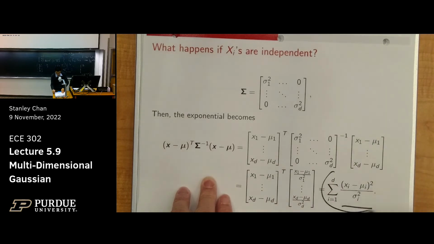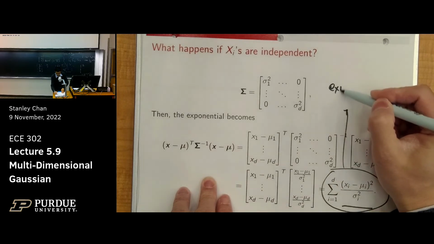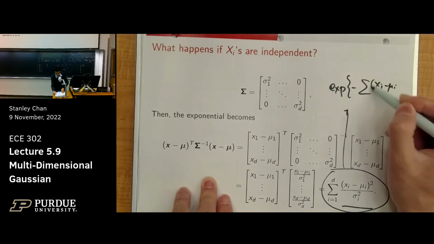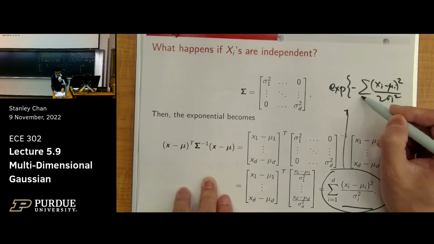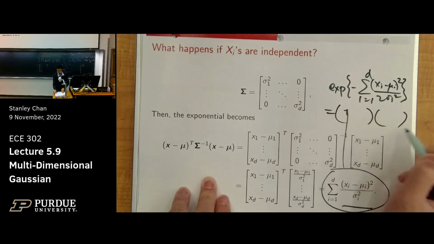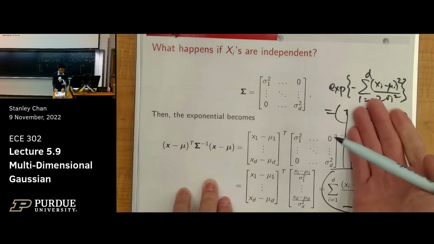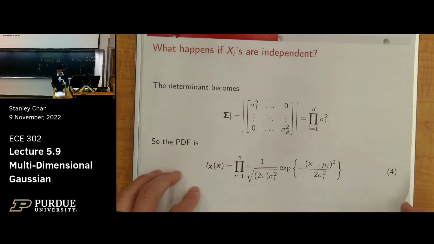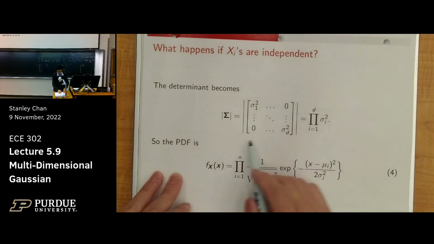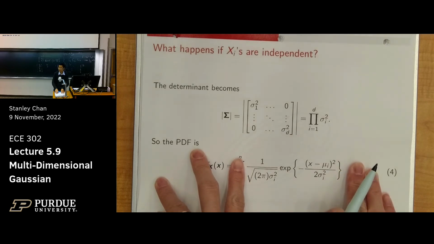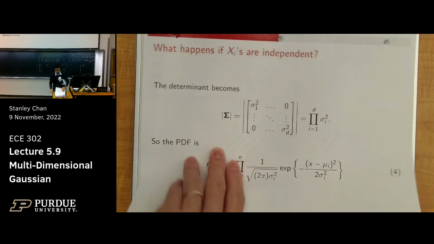So you look at this. If you put exp of minus the sum of (xi minus mu i) squared divided by 2 sigma i squared, i going from 1 to d, this is really just the product of multiple exponential functions, okay? So this is the independent case, the easier case. Now, if they are independent, then the PDF becomes this product of individual one-dimensional Gaussians. So that will make your life a lot easier.